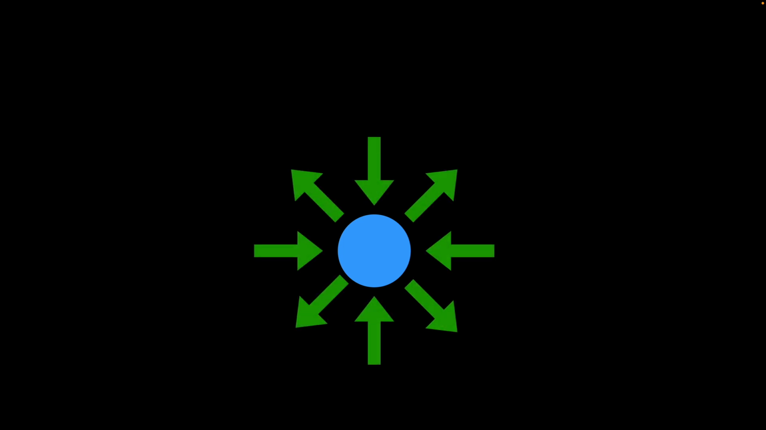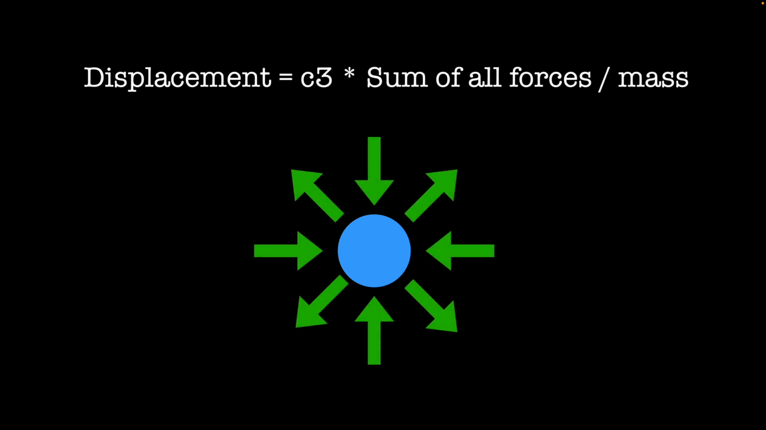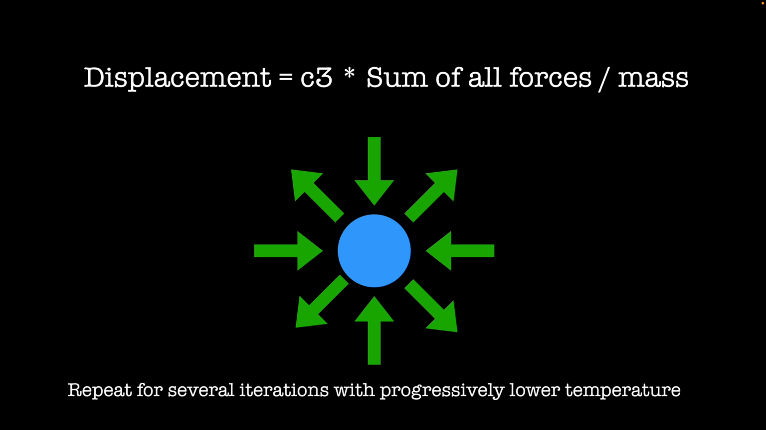Now all that's needed to do is to calculate the final displacement. All the forces that are acting on a node are summed up. They are multiplied by another constant, C3, and divided by the total mass of the object. All of this consists of one iteration of the algorithm, and this has to be repeated for several iterations with progressively lower temperature.